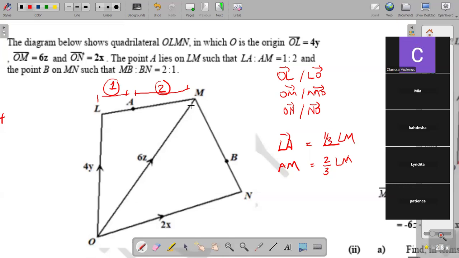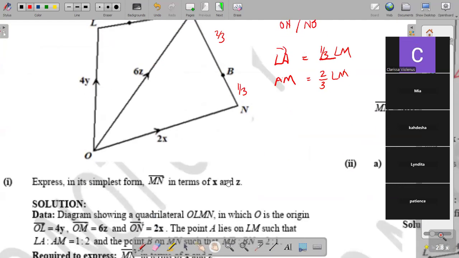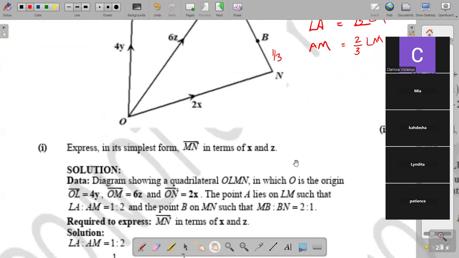Okay, so let's do the next thing now. And point B is on MN. And you realize they give you the direction. LM is the direction. MN is the direction. Such that MB is 2, the other way around. So this would represent 2/3, and here would represent a third. Pretty straightforward now, right? All right, ladies and gentlemen, are we ready to answer the questions?